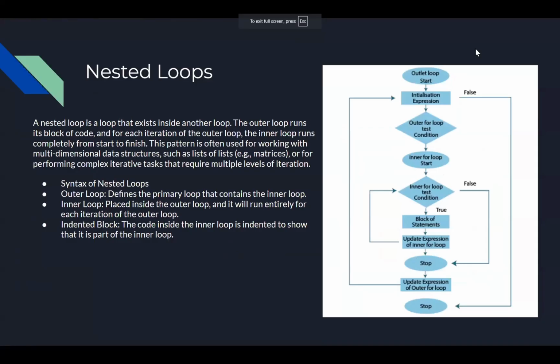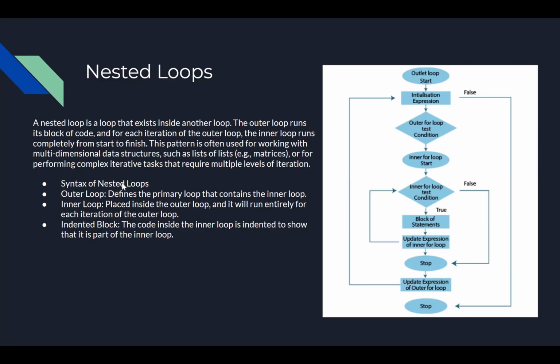So now we'll talk about nested loops. Nested loops is a very powerful concept in programming that allows you to do a lot of functions a lot more easily. So what is a nested loop? It's just a loop inside another loop. The outer loop will run its block of code, and each time you run the outer loop, the inner loop will also run. You can often use this to access multi-dimensional data structures, such as lists of lists. So you have a list inside a list, you want to iterate through everything in that data set, you can use a nested loop.